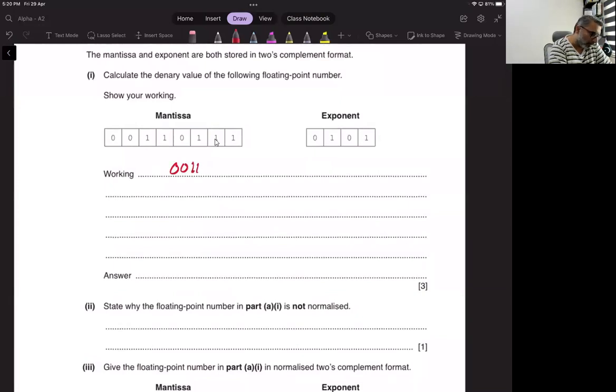0, 0, 1, 1, 0, 1, 1, 1, 0, 1, 0, 1. So this will become 0.0110111 into 2 to power 5. Now the point travels 5 positions towards the right, 1, 2, 3, 4, 5. So this will become 110.11.